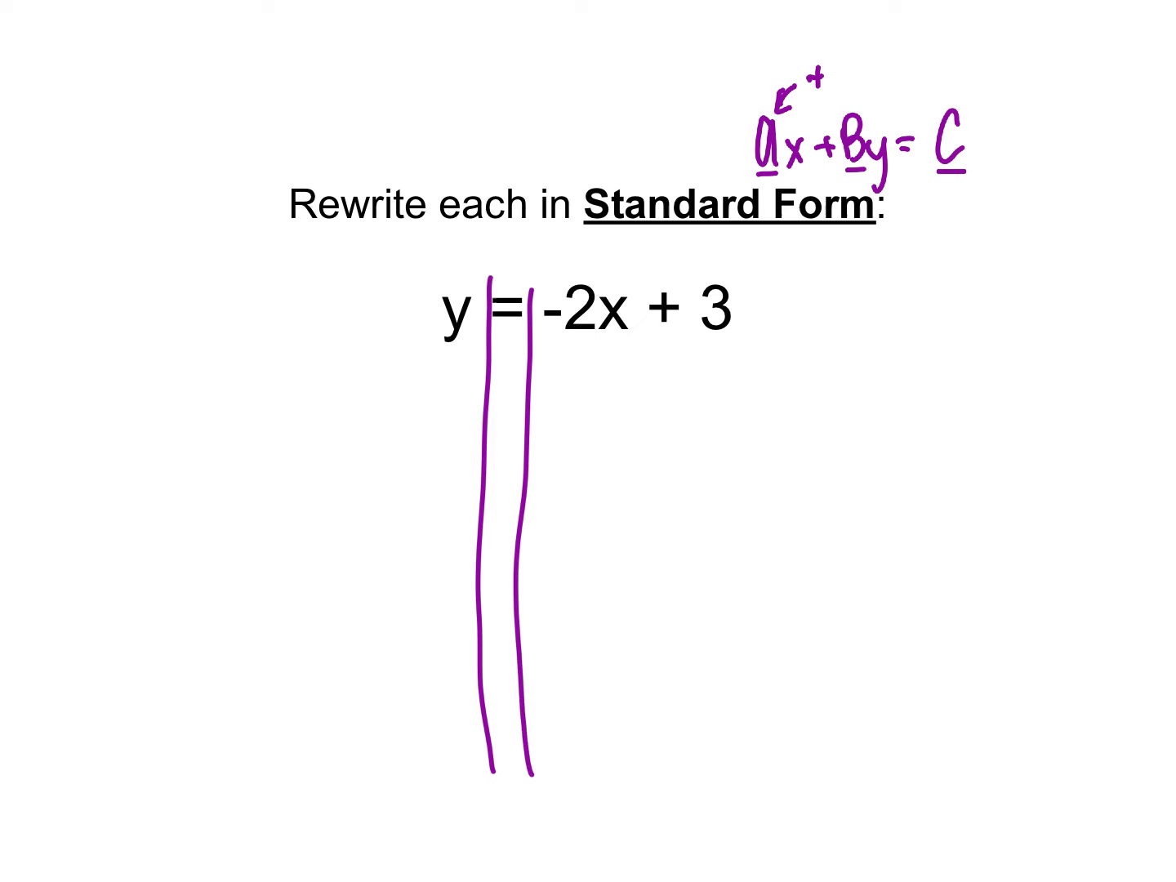Let's take this x term and get it to the other side. So I'm going to do the opposite operation, adding 2x to both sides. So if I keep this in ax plus by form, I'm going to start with my x term, and then I'm adding y, and that equals 3. Now I dropped this plus because it's a positive 3. If it said minus, I would write it as a negative number.